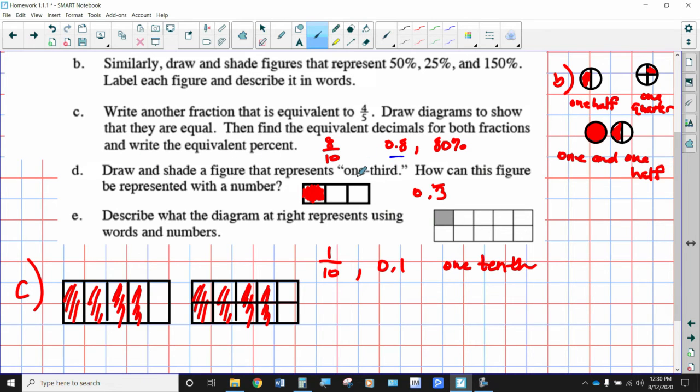Draw a shaded figure that represents 1/3. Now 1/3 is 1 out of the 3 shaded in, but the decimal equivalent's not as easy. That is 0.3 repeated, or you could have written it as 0.333..., meaning that it's going to go on forever. And then describe what the diagram at the right represents. Well, that's 1 out of 10, correct? So 1/10, 0.1, 1/10.